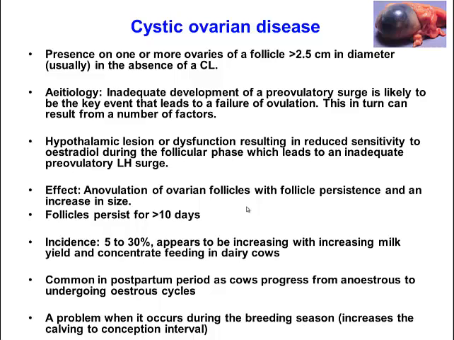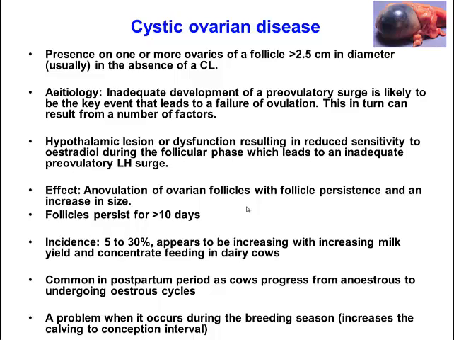And if this occurs, then the cells lining the follicle can continue to produce hormones, and the follicle can increase in size. And this cyst-like ovarian structure usually persists on the ovaries for an extended period of time, usually more than 10 days, and it can be in the order of a number of months.